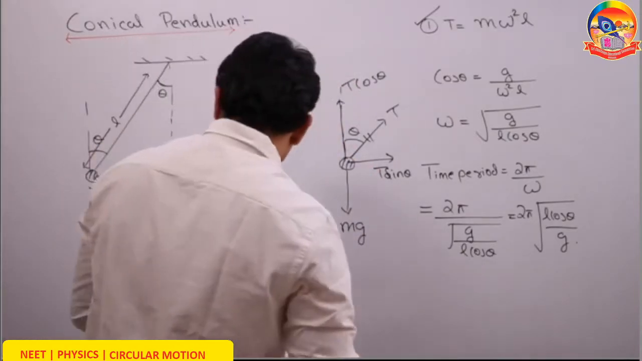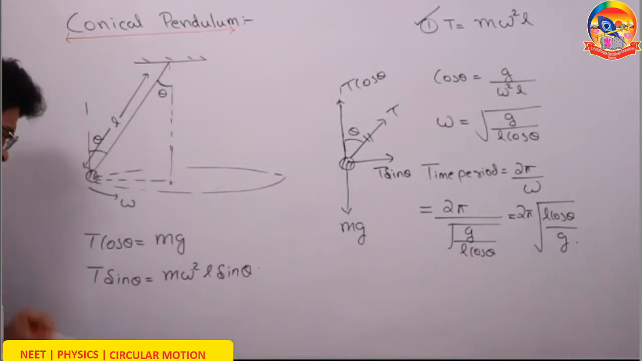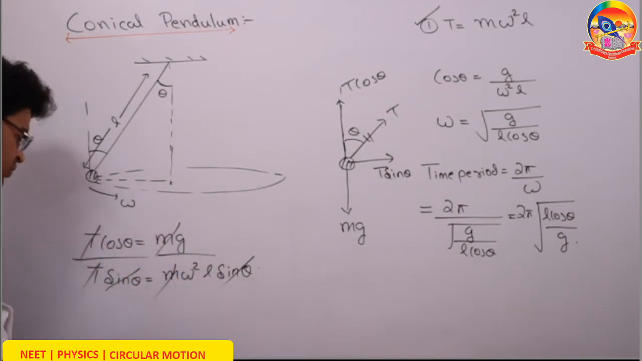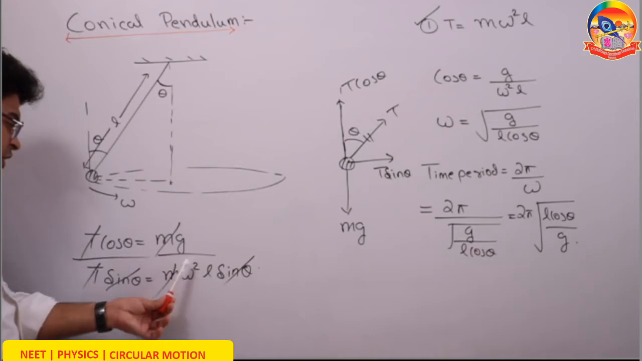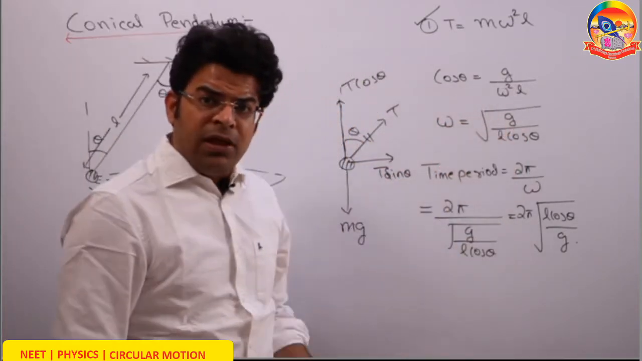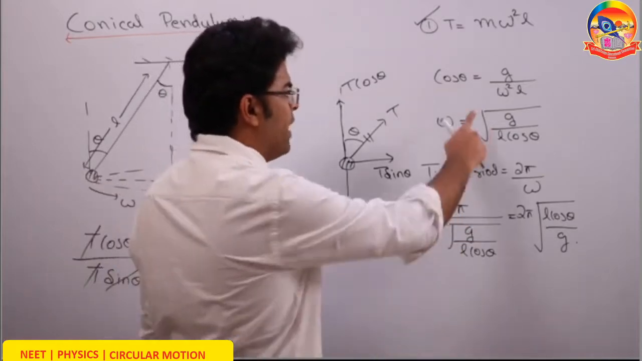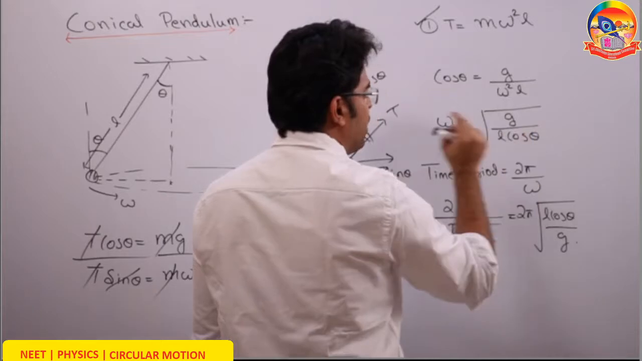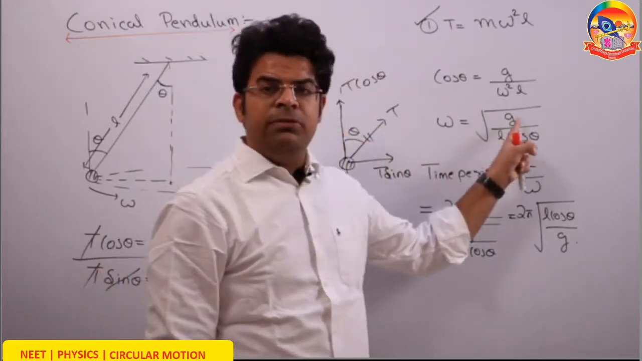Okay, next thing, dividing both the sides. The sin theta gets cancelled. When I divide both the sides, the T gets cancelled, the m gets cancelled. So what do I get? Cos theta equals g upon omega square L. From here, I can write the angular velocity omega equals under root of g by L cos theta.